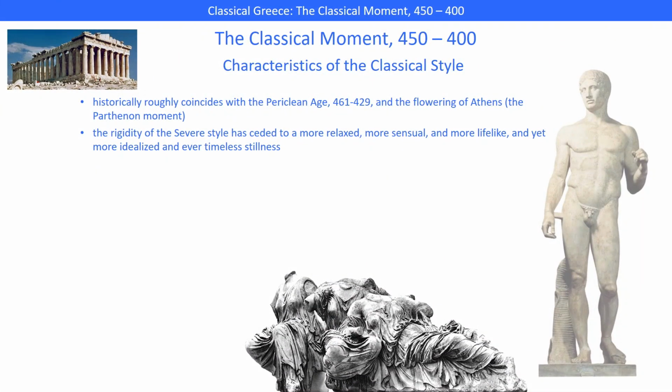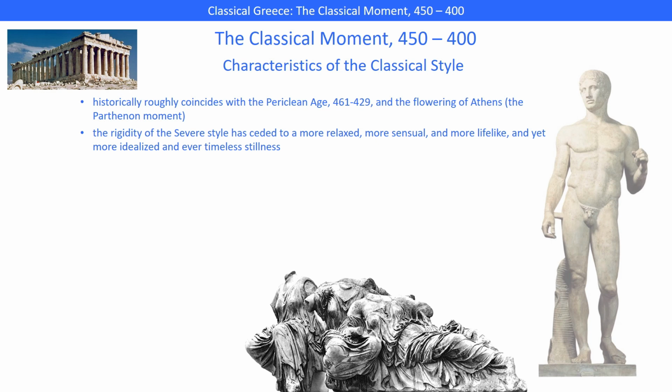The classical moment in art coincides roughly with the historical Periclean age, about 461 to 429 BC, and more particularly with the flowering of Athens during the Periclean building program begun in 448 BC. Accordingly, you might think of the classical moment as the Parthenon moment.